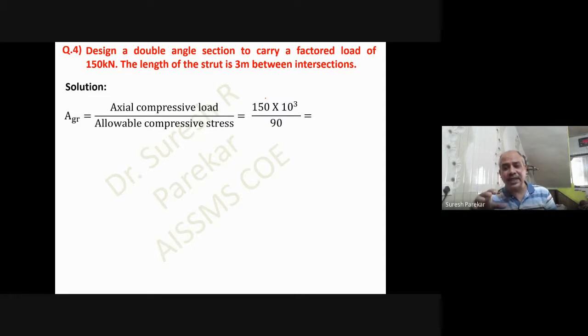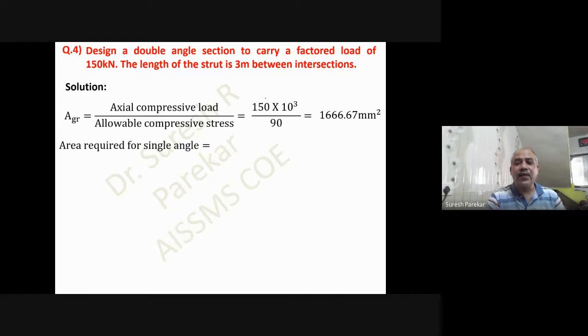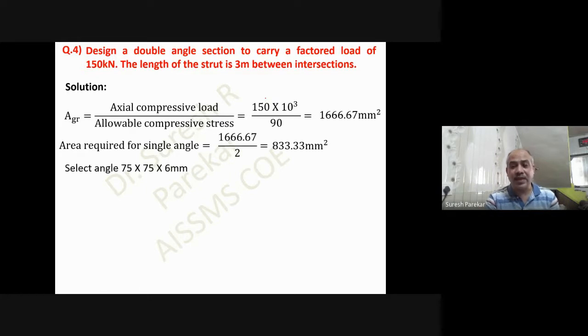Generally for single angle section you can go to 60 to 80 or 90, then double angle section you can have 90, 100. Then for single channel or I sections you can go for 110, 120. If you have built up section, that is channels, then I sections, then you can go 130 to 150, 160 likewise. So now here I have considered 90, and from this we are going to get area required 1,666.67 mm square.